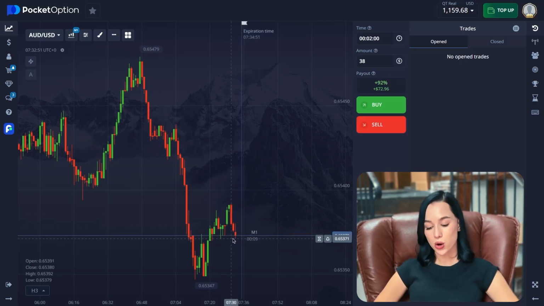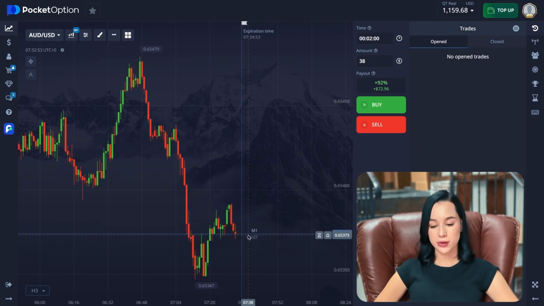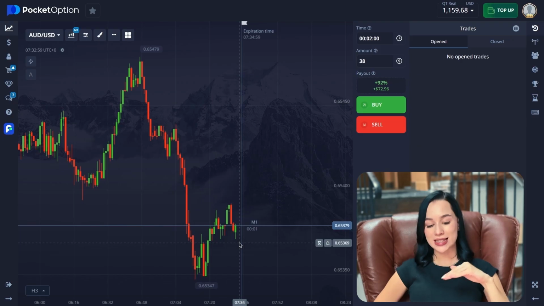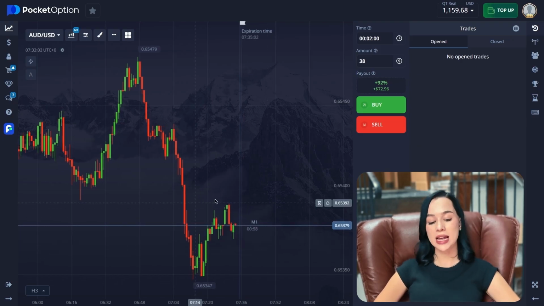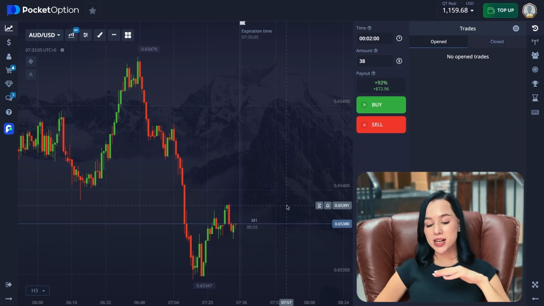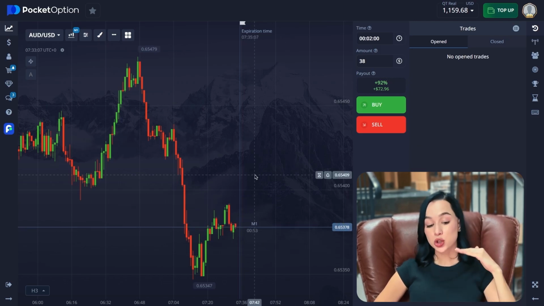First of all, we're gonna talk about support and resistance levels because this is the basics. The support level is a zone where demand for the asset increases and the price stops falling. You can think of it as a floor that prevents the price from dropping further, and traders often start buying here, which creates upward pressure.